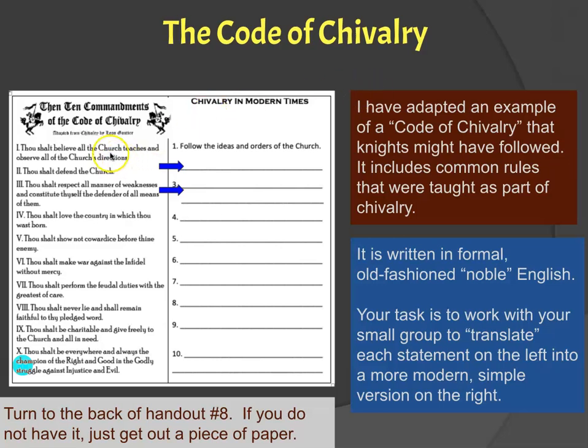And so if you have handout number 8, you can jot these down on your paper. If you don't, you can just think about it in your head based upon what you can see on screen. But what I pulled was this selection from a book that presents these examples of common rules that were a part of chivalry. And then your job is to essentially translate these into 21st century language instead of this fake older language.